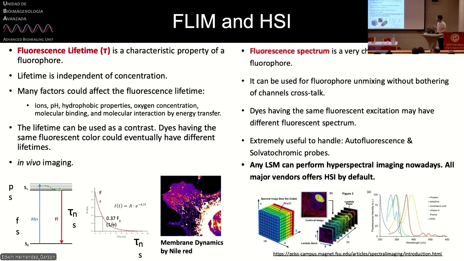For the fluorescent spectrum, it's also a characteristic of the fluorophore. It can be used for unmixing without bothering the cross-channel. I'm going to talk about that later. Dyes have the same fluorescent excitation, but may have different spectrum. It's extremely useful to handle autofluorescence. I'm going to talk about that because I do research on that, and solvatochromic probes. And finally, something that we consider very important, nowadays most of the technologies have spectral detectors in confocal microscope, so it's very accessible in any facilities.